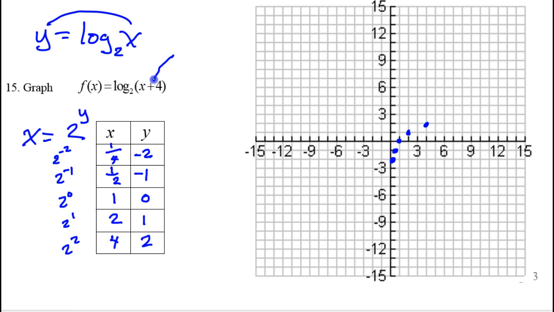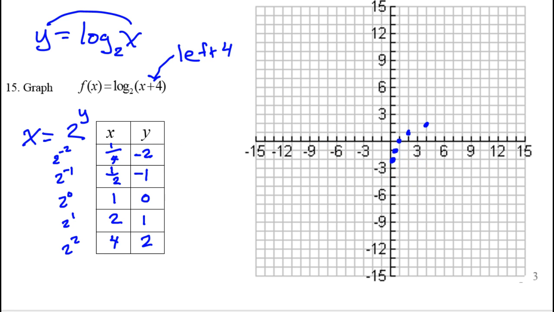Now, this +4 is going to be a shift to the left 4. Anything in there is going to be left, right, always the opposite of what it looks like. If there was a +4 out here, that would be up 4. But there isn't. So we'll take these 5 points and move each of them left 4.